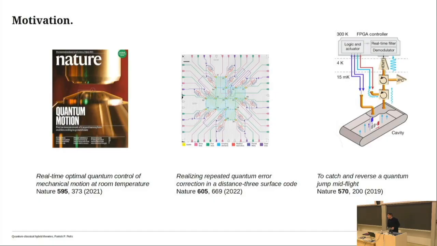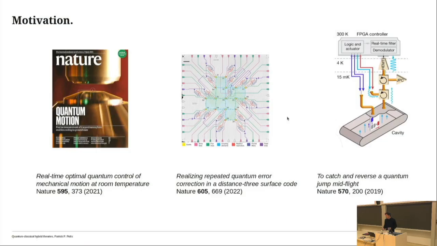Right. And feedback control is really an enabling technology that makes things possible, such as cooling down, levitating nanoparticles close to the ground state, like in the experiment here on the left-hand side. Also in quantum error correction, it's an important ingredient here for superconducting qubits, and it also enables curiosity-driven research projects, such as the one to the right, where they caught and reversed a quantum jump in mid-flight.